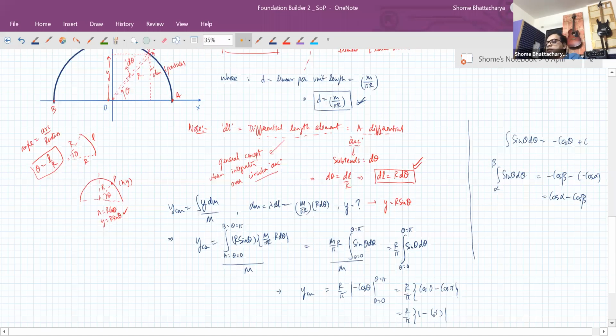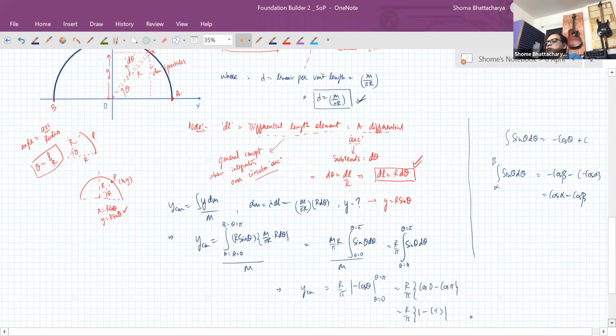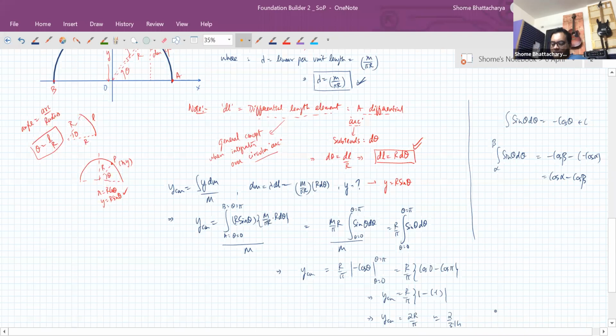So we can see that this is basically 2 upon 3.14 times r, or further approximately we can write that as about 0.64 times r. So you can see it's a little bit above the midpoint of the symmetry axis.